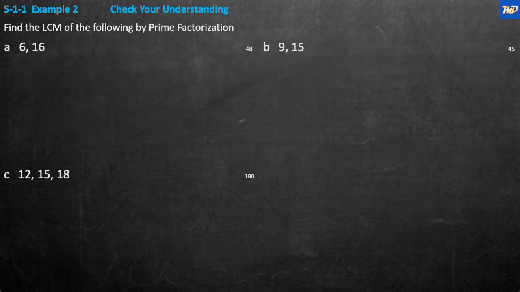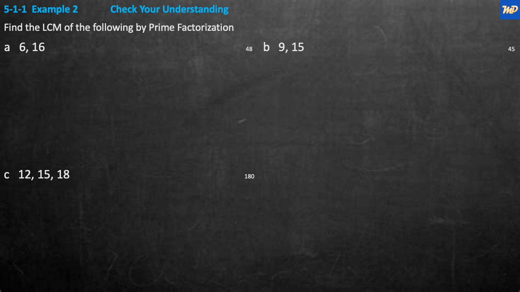Okay, example 2, checking your understanding. Find the LCM of the following prime factorizations. So we're going to do these problems one at a time. You can stop the video as we do each problem and try it on your own, or try to do all 3 of them at once and come back. However you want to do it, it's up to you. You're in control on your end. But you can go ahead and stop the video, and when you restart it, we'll go ahead and get started.